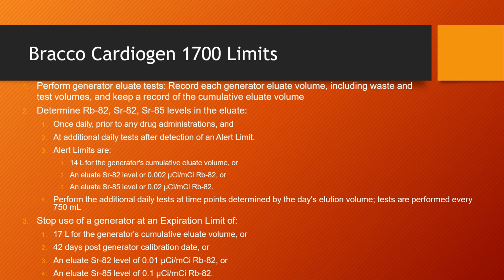The alert limits I want to specify do not mean that you need to stop using the generator. It just means that you are approaching the limit where the strontium breakthrough may be approaching the levels where you can't administer it to a patient. So it's kind of like a warning. But the alert limits are when you have 14 liters of saline that has been washed over the generator, or the strontium-82 level exceeds 0.002 microcuries per millicurie of rubidium, or the eluate strontium-85 levels exceed 0.02 microcuries per millicurie of rubidium.